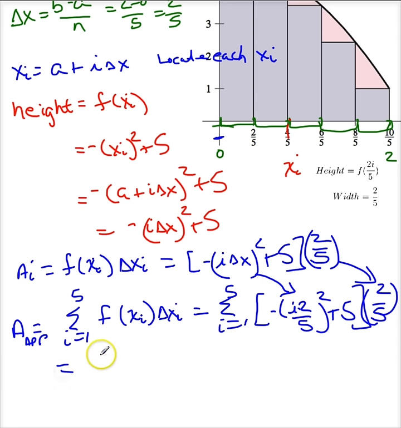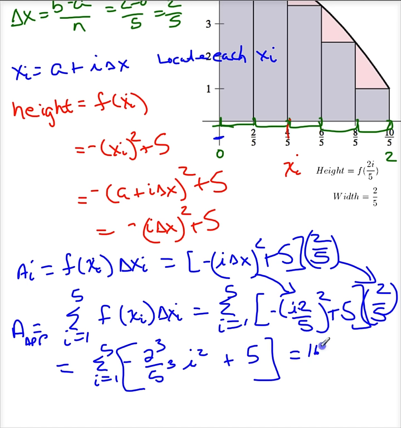So this area is equal to the sum as i goes from 1 to 5, and I'm just going to multiply this out. So this becomes minus 2 cubed divided by 5 cubed times i squared, that's my first term, plus 2 fifths times 5, which is just 2. And if I do this sum, I get 162 divided by 25. So this is about 6.48.